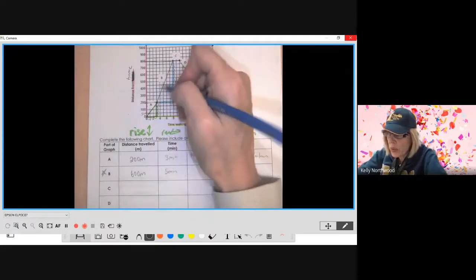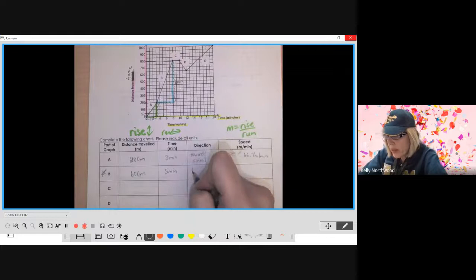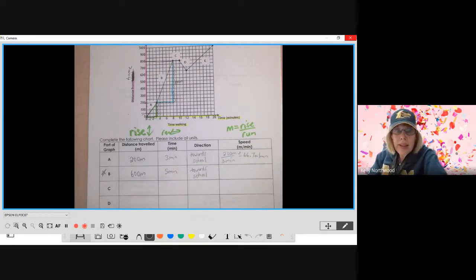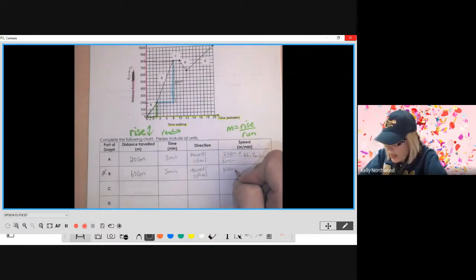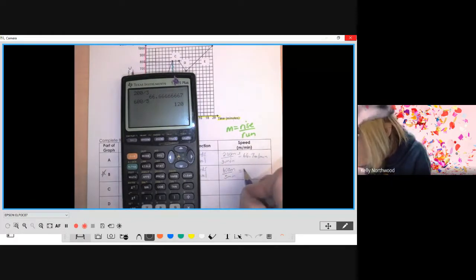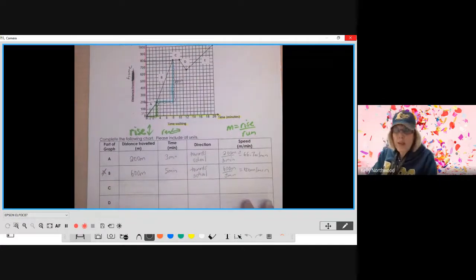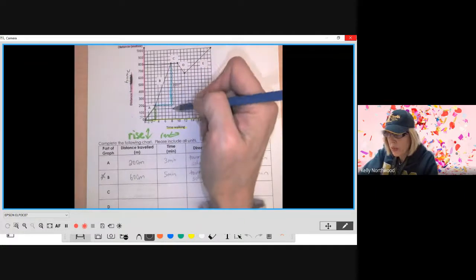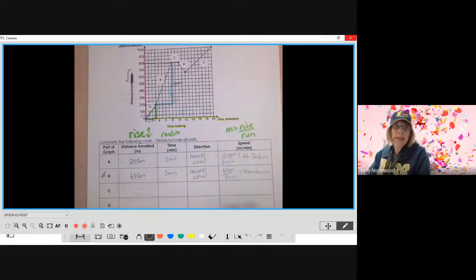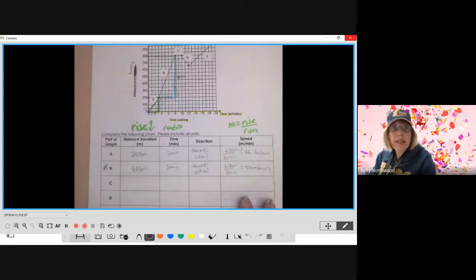And I'm still going towards school. It's steeper though, so I'm going faster, but I'm still going towards school. And this time, to get my speed, it's 600 meters divided by 5 minutes. Actually, I think that's going to work out without an approximately. 600 divided by 5, yeah, exactly, 120 meters per minute. So remember, for part B, your rate triangle doesn't go right to the bottom. That's the biggest mistake I think people make on motion graphs.